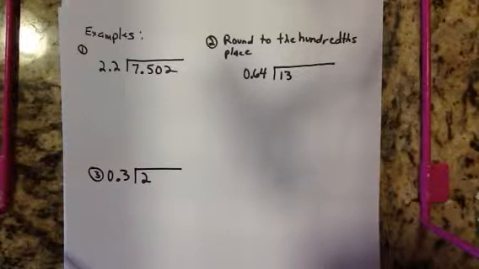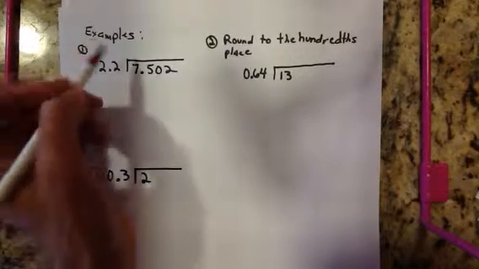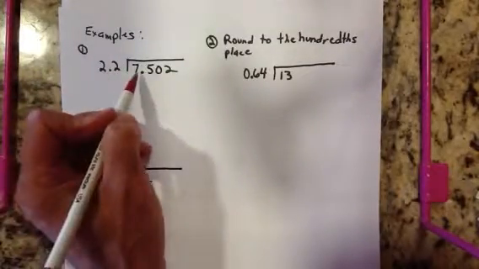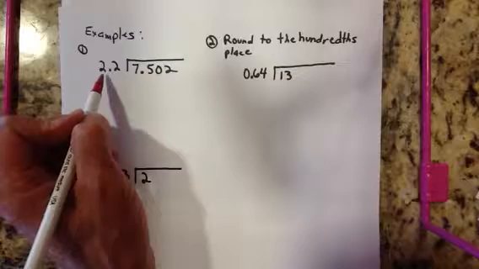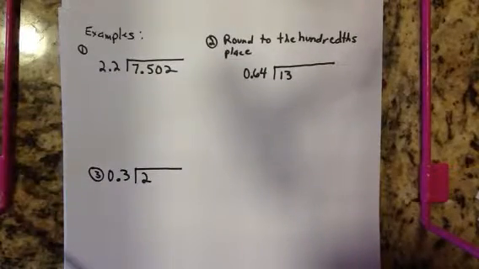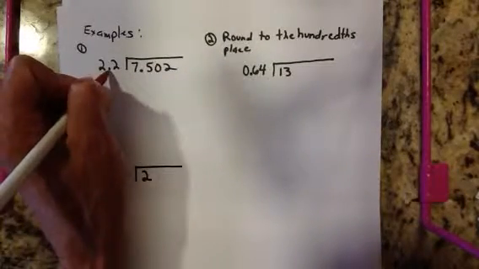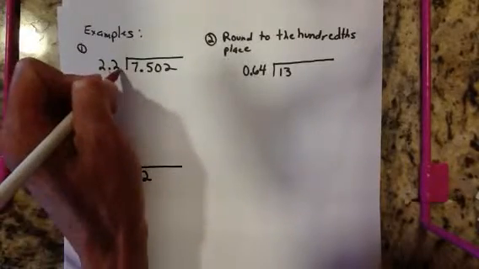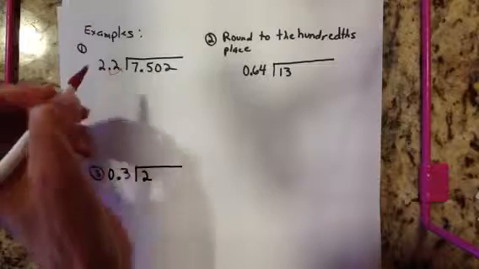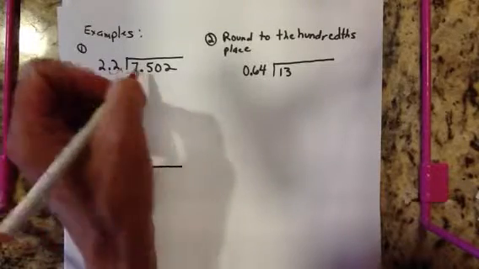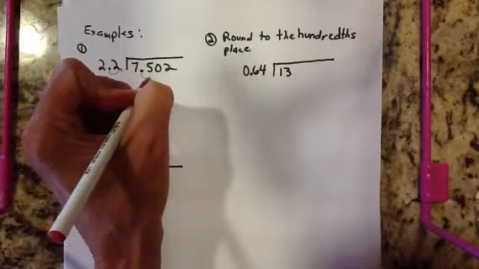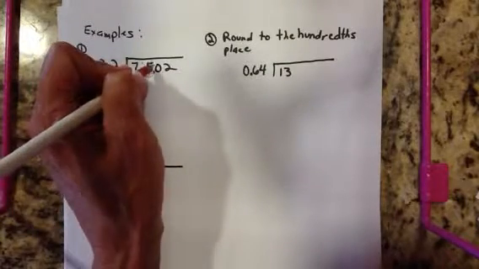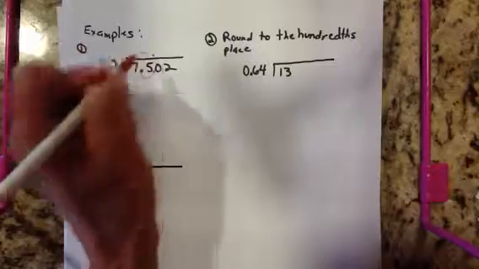Example 1. Okay, I've got 2.2 dividing into 7.502, or in other words, 7.502 divided by 2.2. That's how you could read that. Let's make this number a whole number. However many digit moves you need for your decimal to make the outside number, the divisor, a whole number, you move your dividend number that same number of spaces. Now, make your decimal go straight up from there.